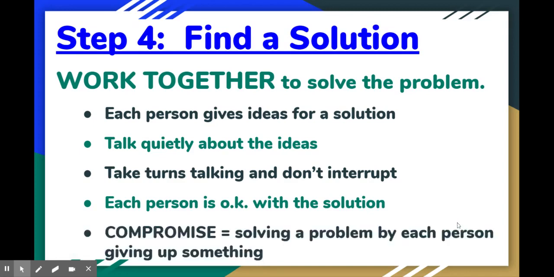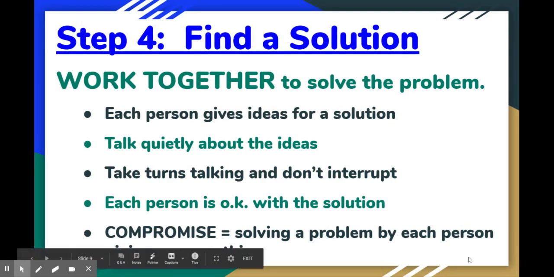And you may have heard Elvis use the word compromise in the video. And that is solving a problem by each person giving up a little something. That way, both people have to kind of give up a little bit to find the solution instead of one person giving up everything and the other person not giving up anything. So if each person gives up just a little bit, that's called a compromise.